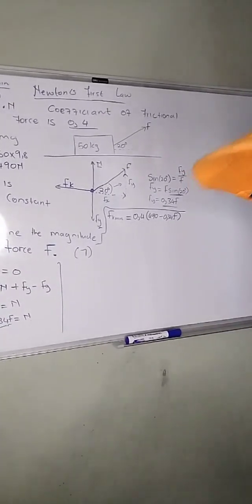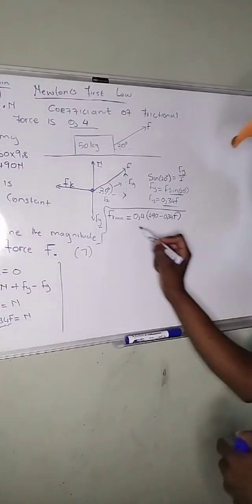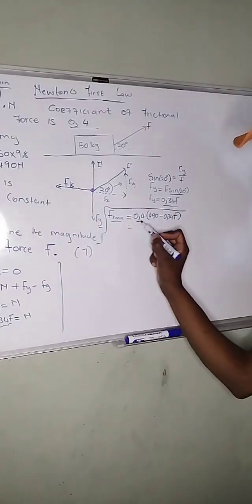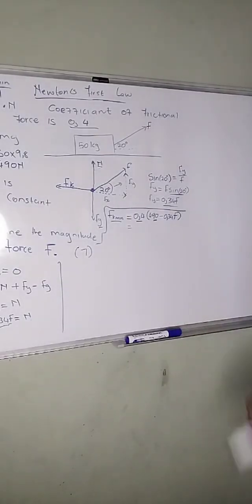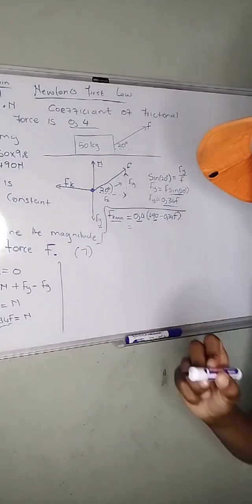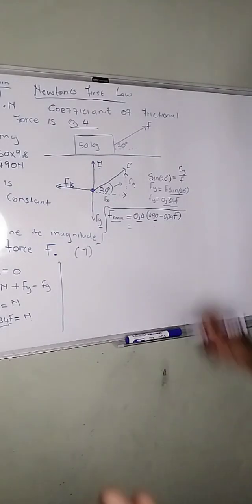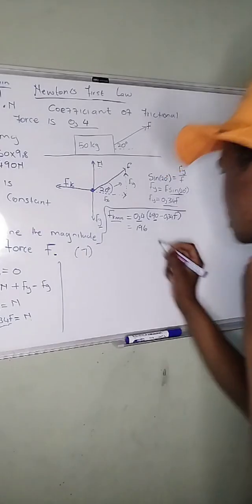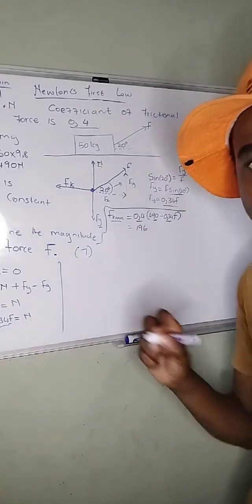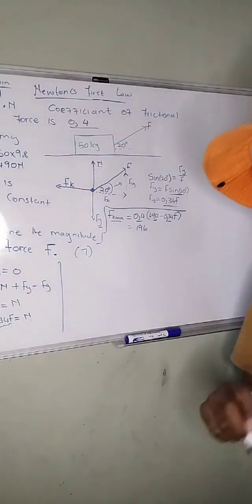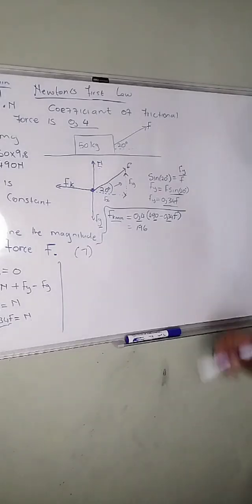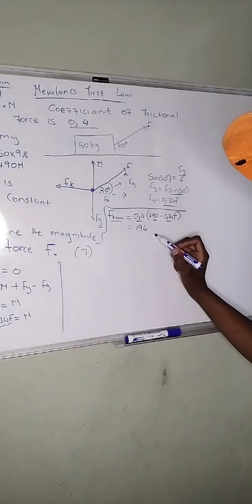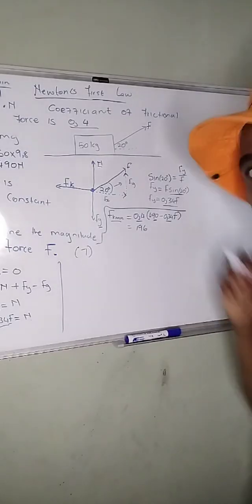So now, what am I going to do? I'm going to distribute for this friction. Again, I'm going to distribute 0.4. What is 0.4 times 490? Who can give me the answer there? It's going to be 196. And what is 0.4 times 0.34?